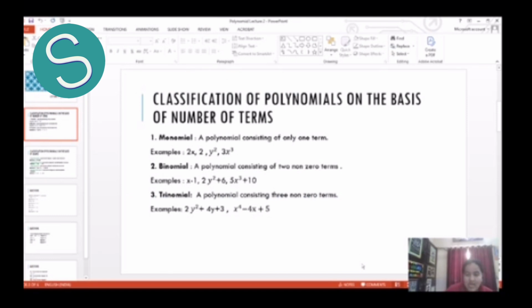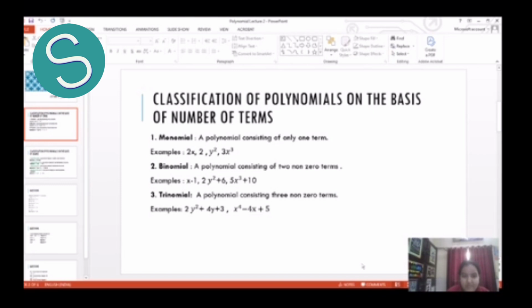I will start with classification of polynomials today. So we can classify polynomials on the basis of number of terms as well as degree of the polynomial. So firstly I will explain classification of polynomials on the basis of terms.